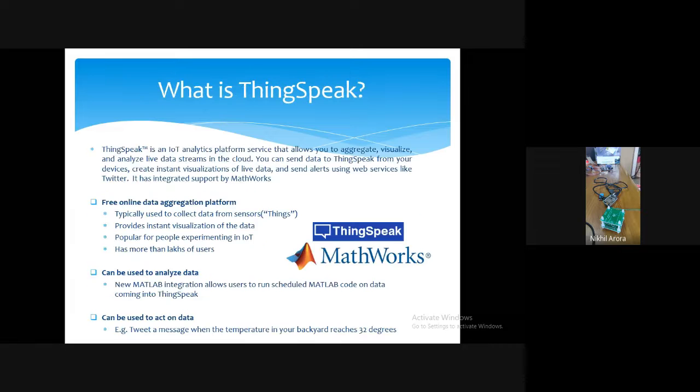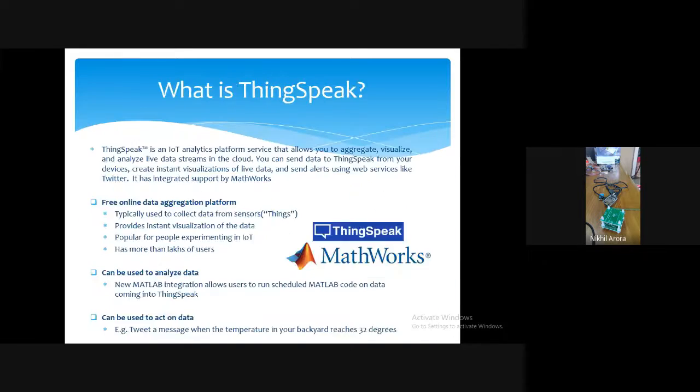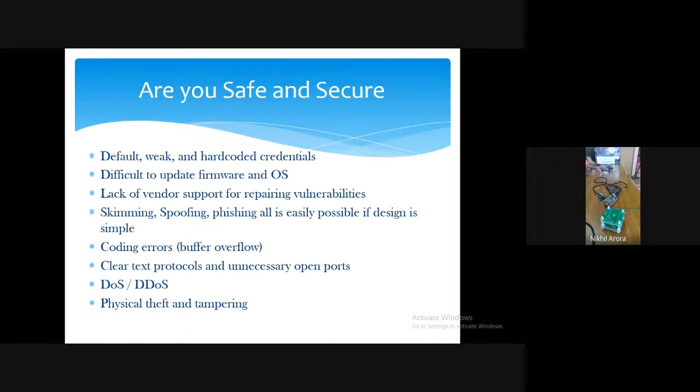But when I talk so much of IoT, you can see so many slides I have discussed, but I have not discussed any bad thing, correct? The bad thing is, are you safe and secure? So when you connect everything to internet, anybody can hack into your fridge and they can find out about you.